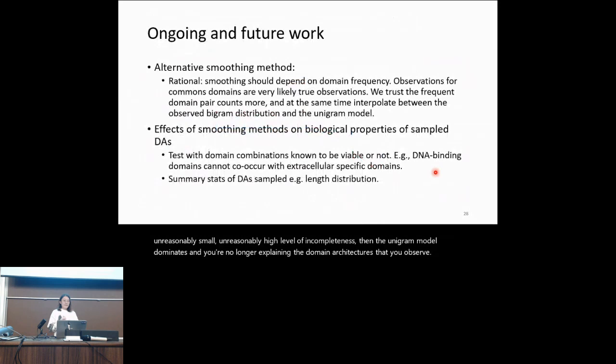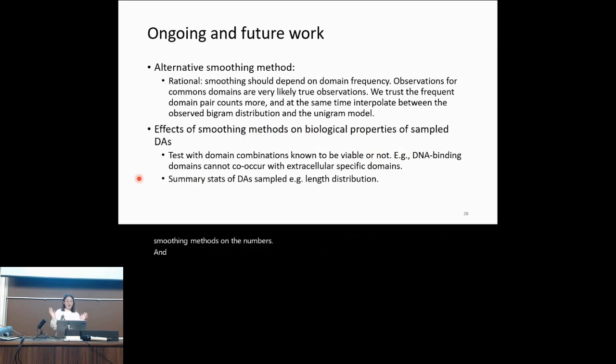And so right now we're also considering other alternative smoothing methods, and the rationale is that smoothing should depend on domain frequency, but the observations for common domains are very likely true observations, and so we should trust the frequent domain pair counts more. And at the same time, we want to interpolate between the observed bigram distribution and the unigram model. And up to now, I've only shown you effects of the smoothing methods on the numbers.